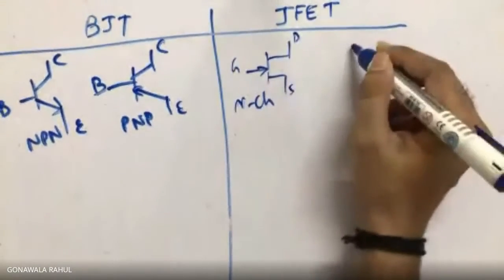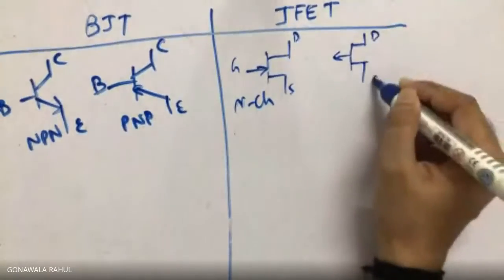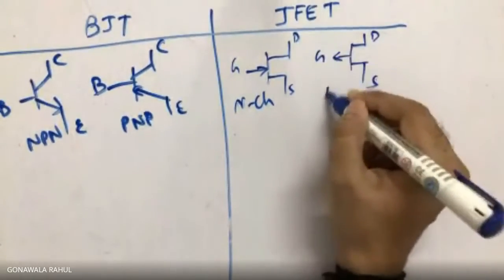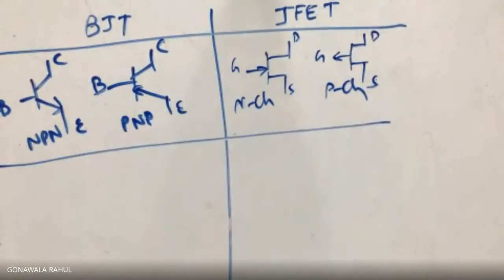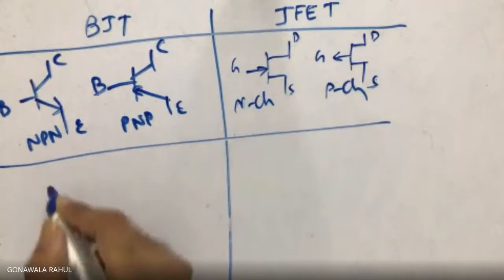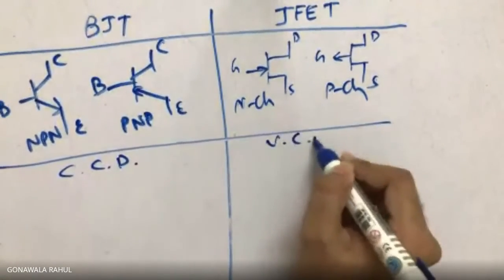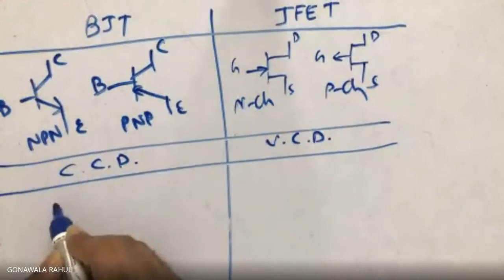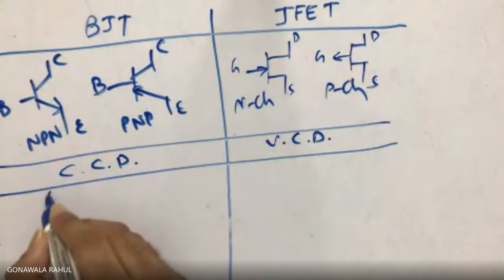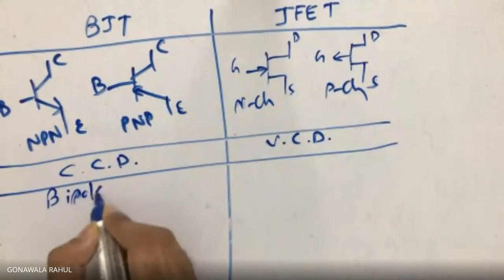drain and source, and this is P channel JFET. So this is the first difference. Second, this is a current control device, while this is a voltage control device. This is BJT, that is bipolar junction transistor.